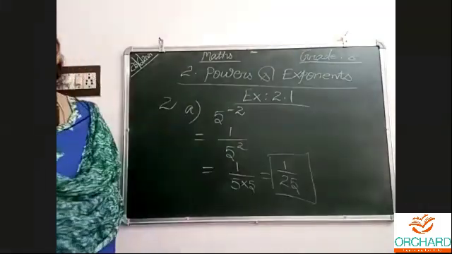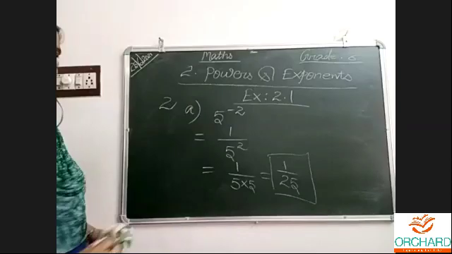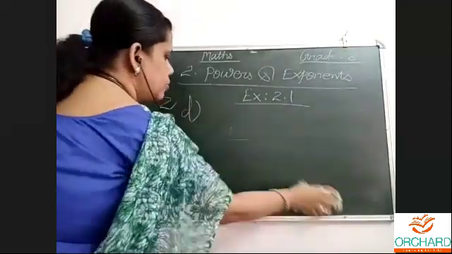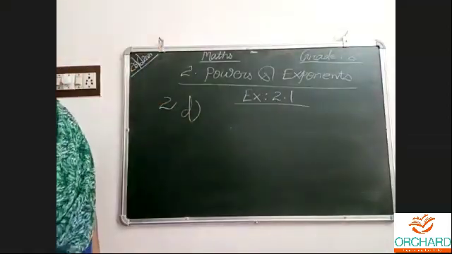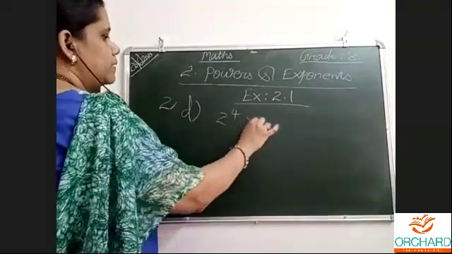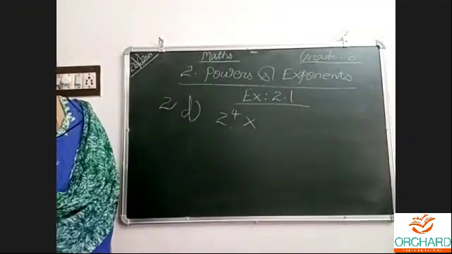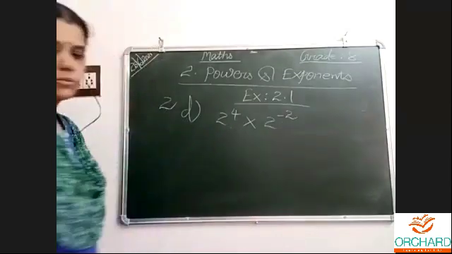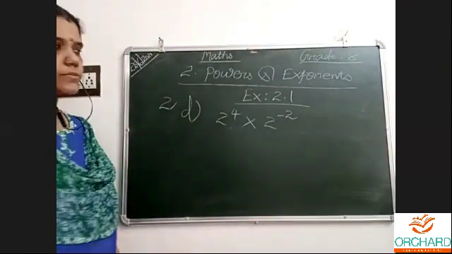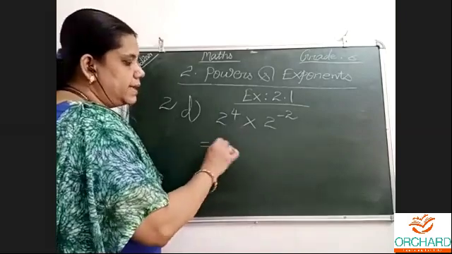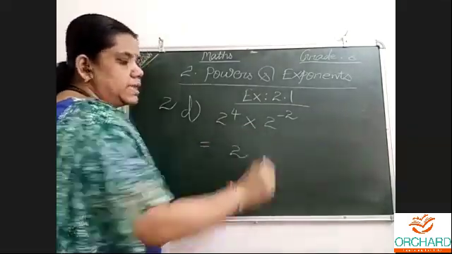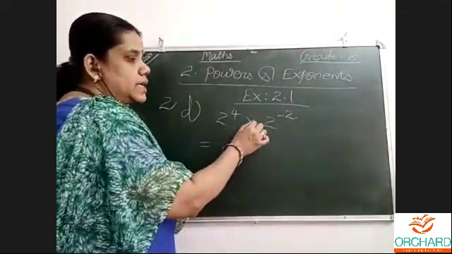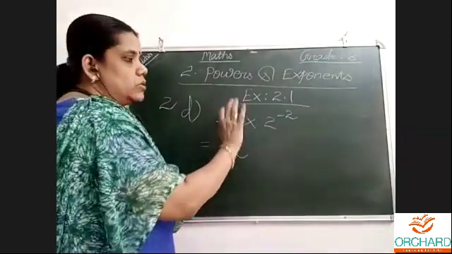So 2A we completed. Let us do 2D. With this sum, we will end up the class. We will do 2D so that we can start the third sum tomorrow. 2 power 4 multiplied by 2 power minus 2. One is positive, one is negative. Okay, let it be. Anyway, according to the laws of exponents, the base is the same, 2 is 2 only. Multiplication symbol means nothing, adding only. So no sign change, nothing.